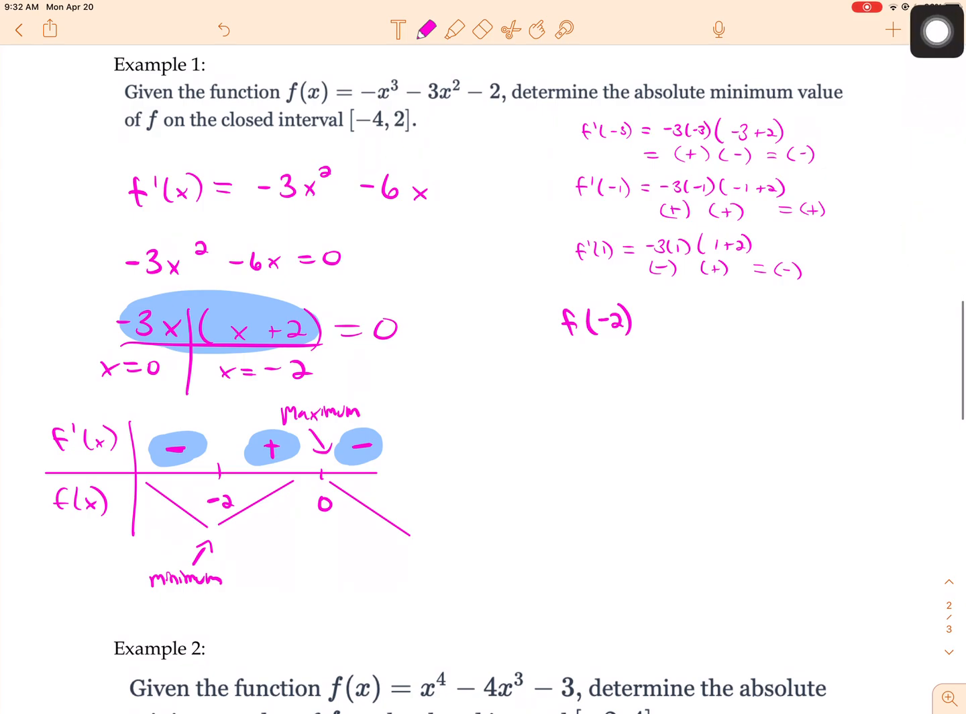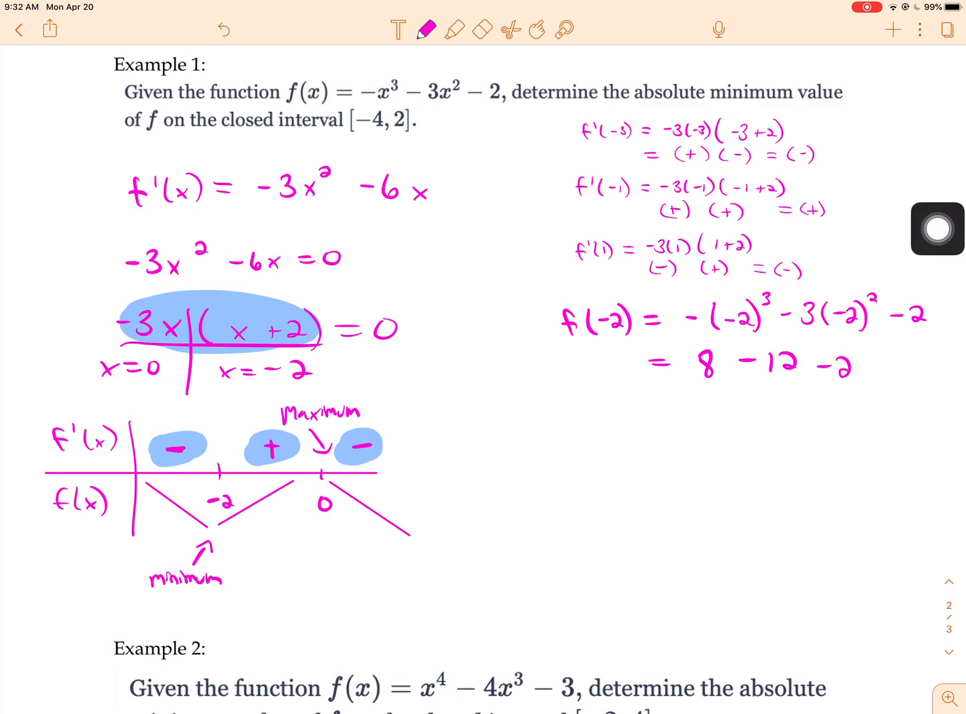I'm going to find what is in my original function, f of -2. Plug it in. So we get negative parentheses -2 cubed minus 3 times -2 squared minus 2. So that's -2 times -2 is 4 times -2 is -8, so negative -8 is 8. -2 squared is positive 4. 4 times -3 is -12. So that's 8 minus 12 is -4, minus 2 is -6. So there is a minimum at -2, -6.